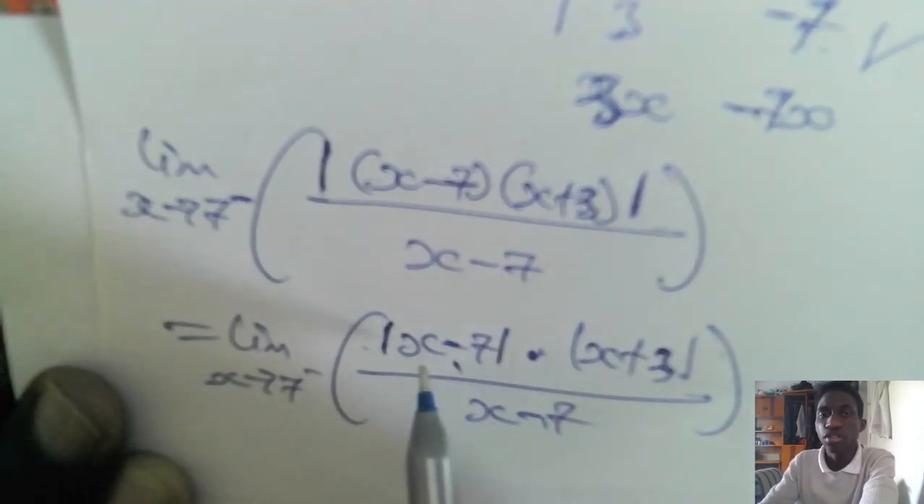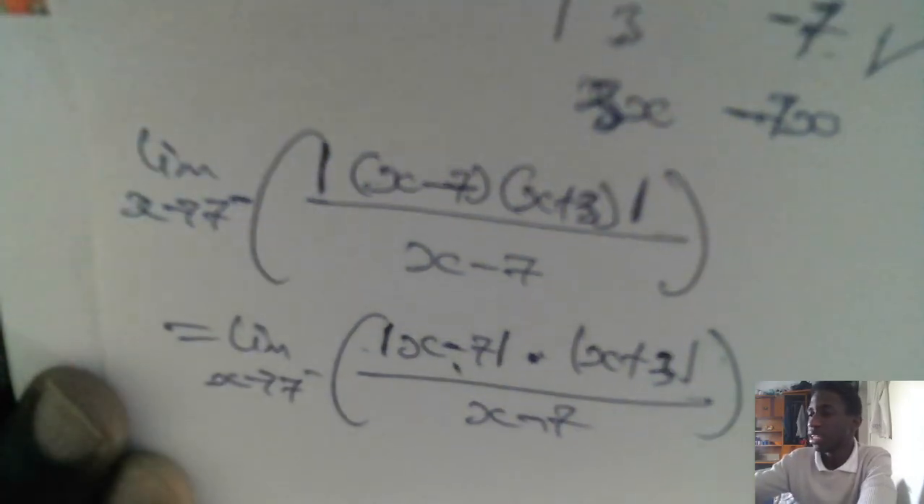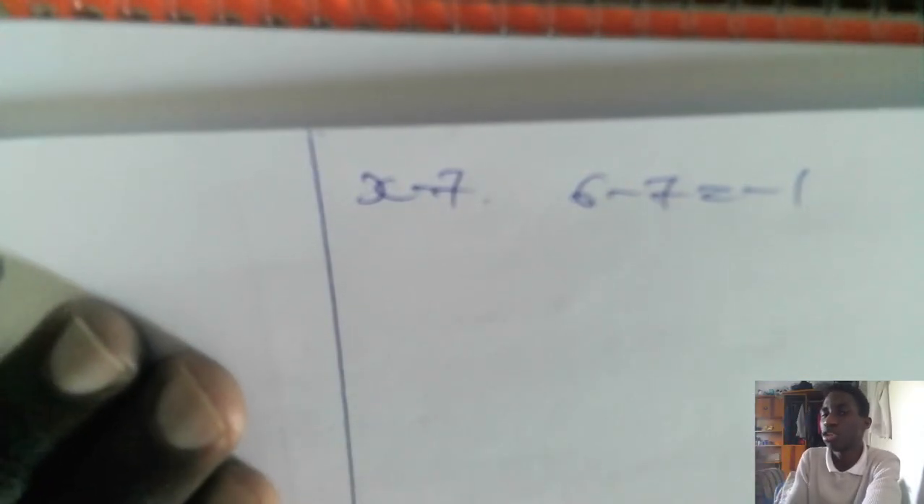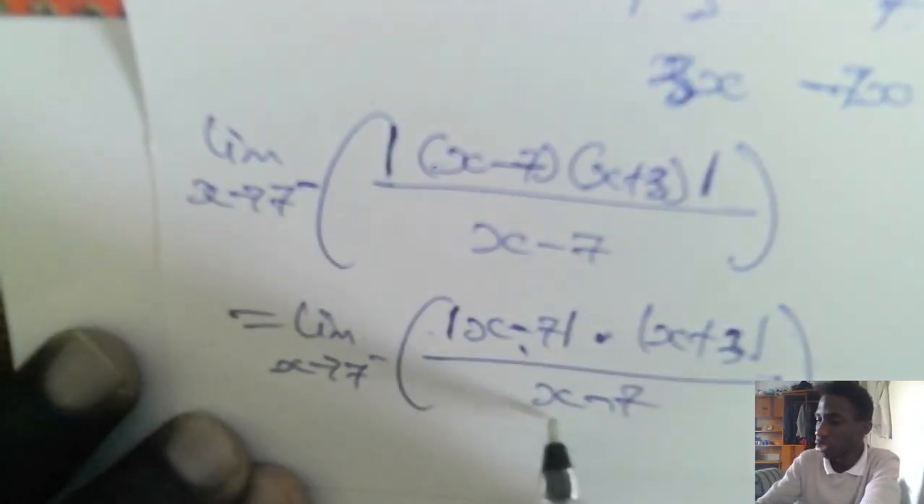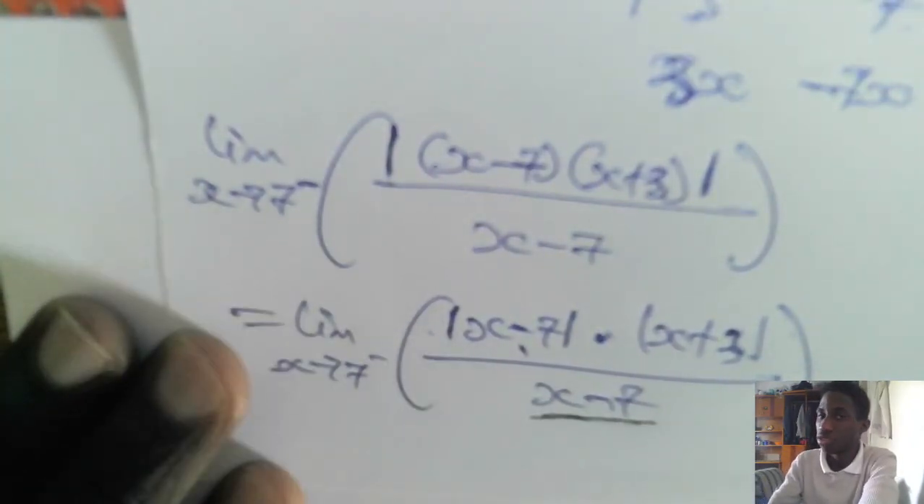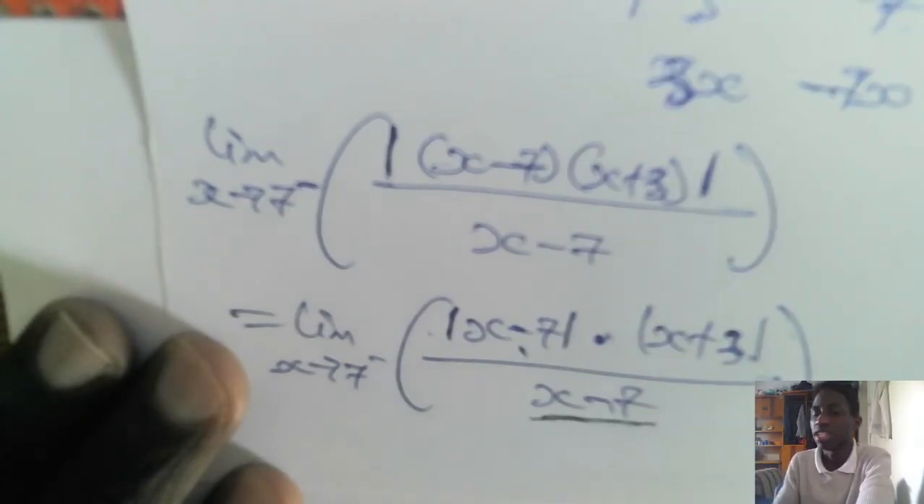Now, I'm approaching 7 from the left, meaning that I'm using numbers that are less than 7, right? So we consider x minus 7. Okay, so 6 minus 7 is minus 1, right? Any number that is less than 7, that you subtract 7 from, you get a negative number. So the result you get out of here is going to be negative as you approach from the left.